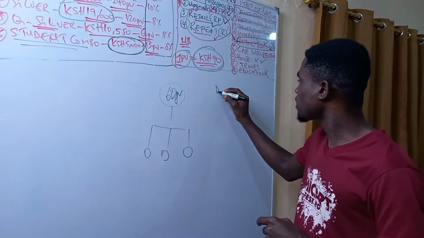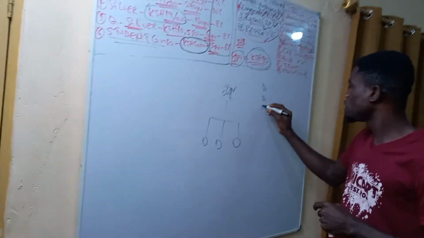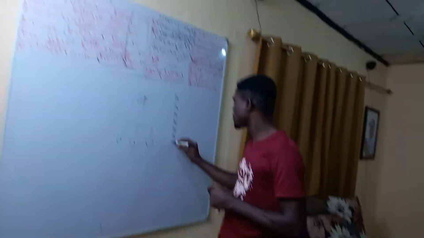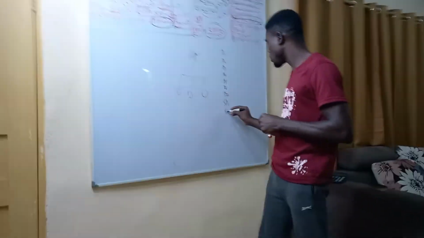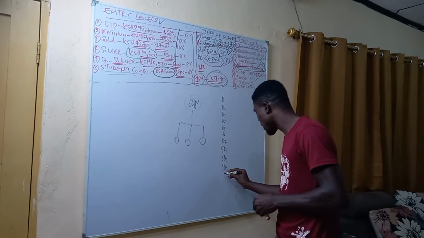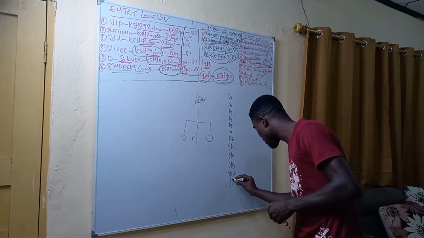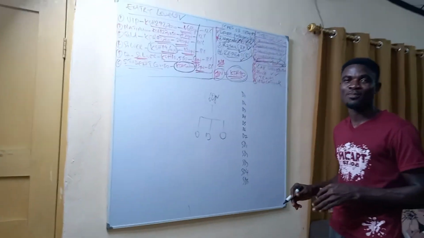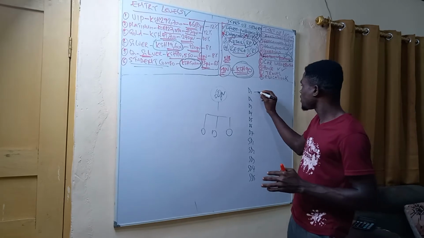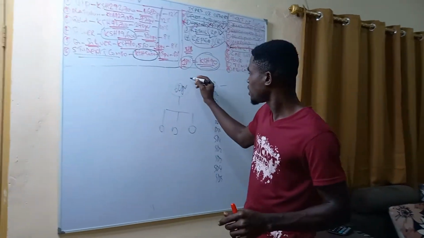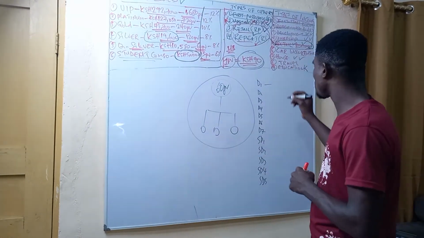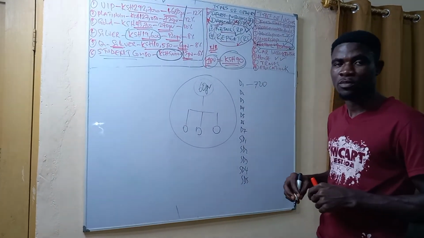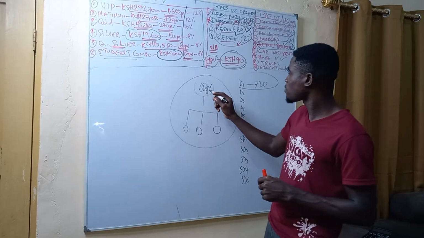We have from diamond 1, that is D1, D2, D3, D4, D5, D6, D7. Then from D7, we go to SD1, SD2, SD3, SD4, SD5. I have enough space, so I'm making use of it. Now, the company says your purchase together with your organization's purchase, if the total sums up to 720, you become diamond 1. So let's say you have 60 PV.